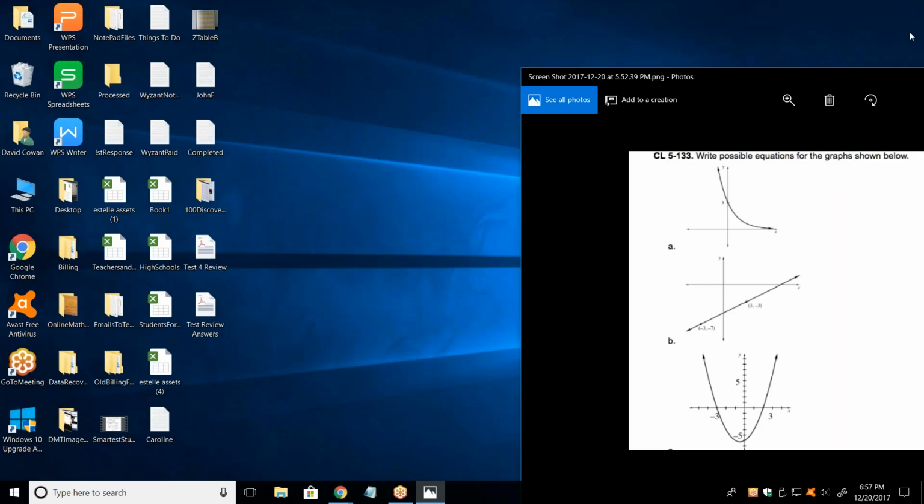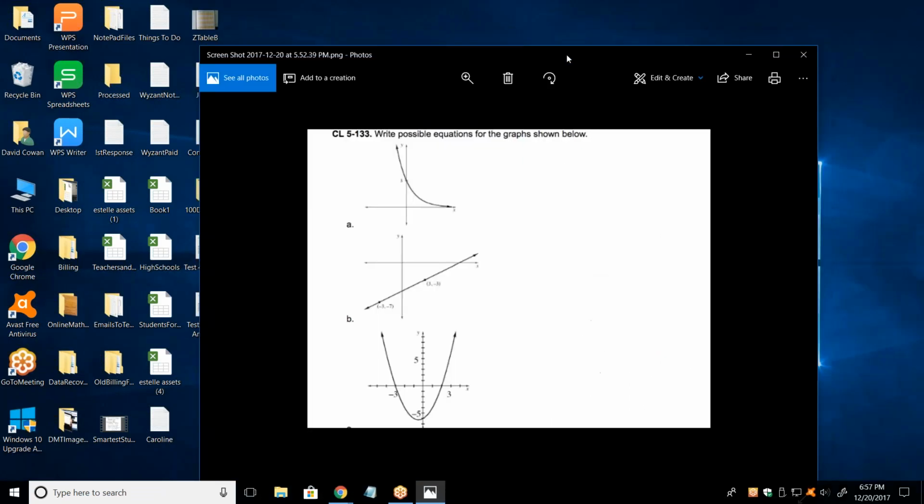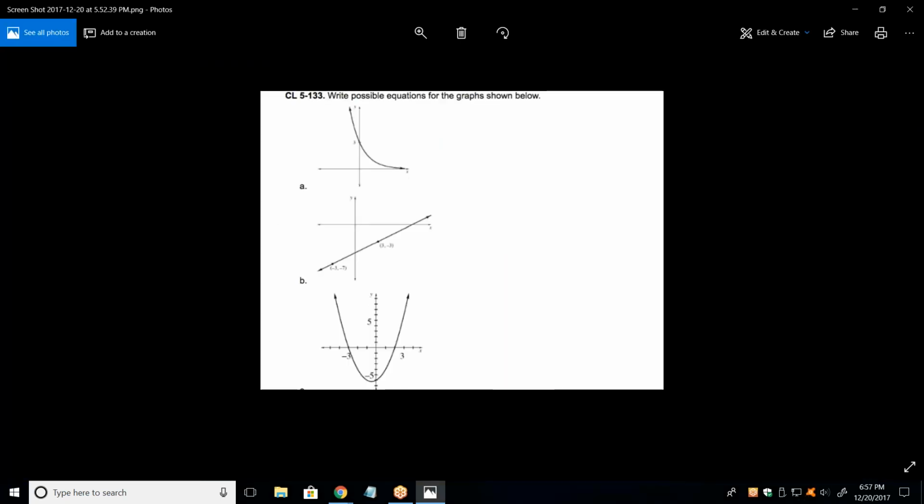Let me see if I can take a look at this one. Write possible equations for each graph below. Are there just 3 of them? Yeah. Okay. Let's take the easiest one. We got 5 minutes to do all 3 of these.